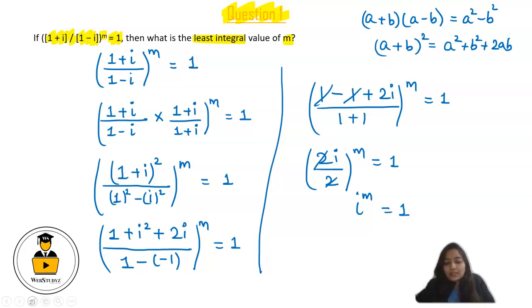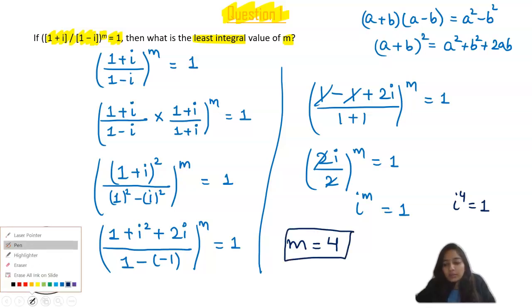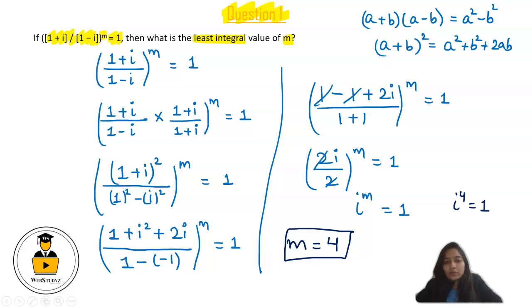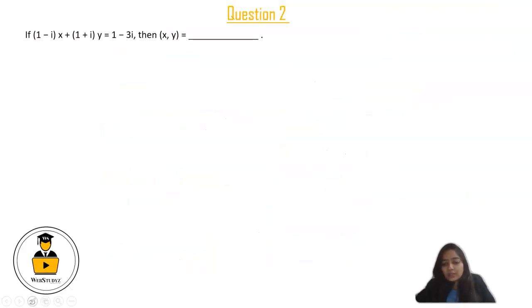As we see, the least power of iota that makes it equal to 1 is 4. So that means iota raised to the power 4 is equal to 1, and this is the least integer. So we can say from here m is equal to 4, and this is the final answer for this question. I hope this question is clear to all of you. Now moving towards the next question, that is question number 2.